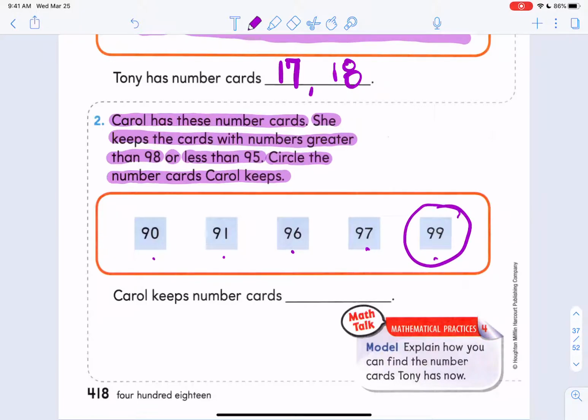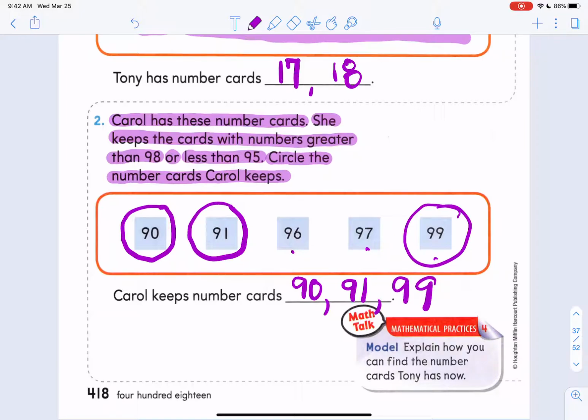And she also keeps the cards that are less than 95. So I'm looking for cards that are less than 95. Let's see. 90, that's less than 95. 91. So you should have circled the cards that she keeps. And Carol keeps number cards 90, 91, and 99. How'd you do on that one? It's tricky, so it's okay. We got 2 more to go.